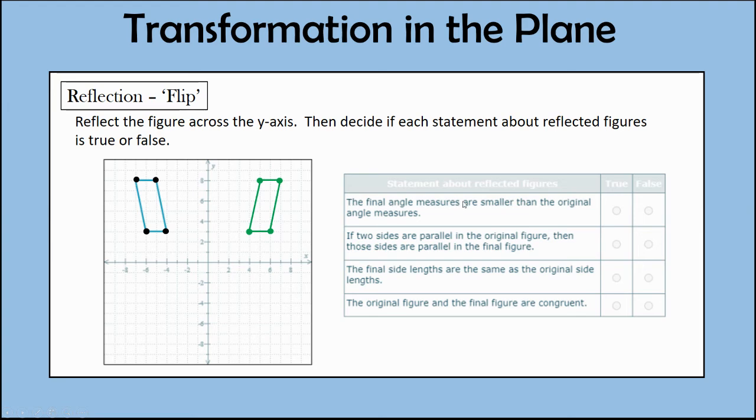Okay, questions. The final angle measures are smaller than the original angle measures. That answer is false. These two are the exact same figure. The angles are the same, the line lengths are the same, everything's the same. If two sides are parallel in the original figure, then they're parallel in the final. Yeah. The final lengths are the same as the original lengths. Yeah. And the original figure and final figure are congruent. Absolutely. We recreated the same thing.